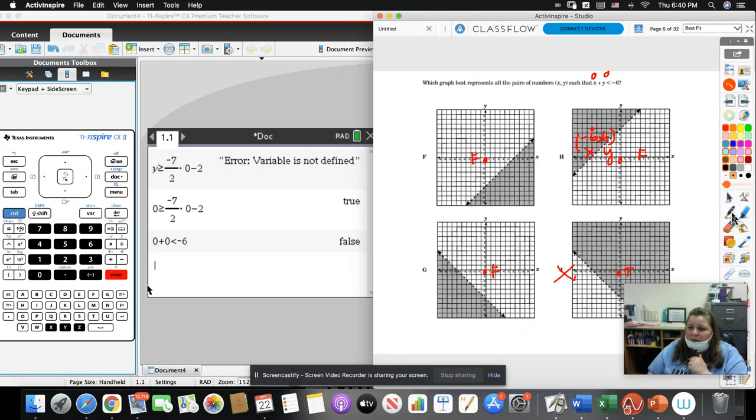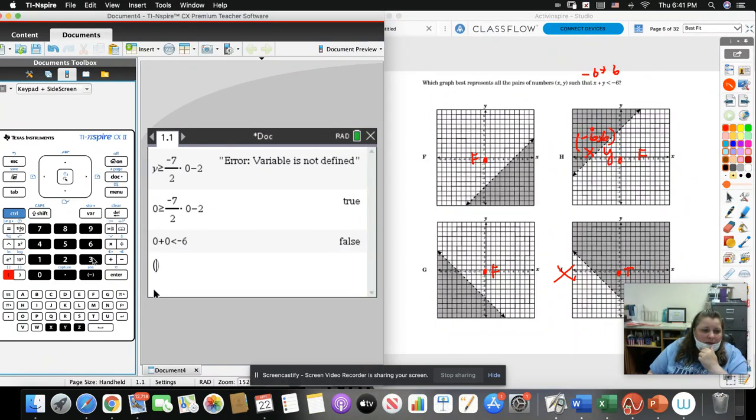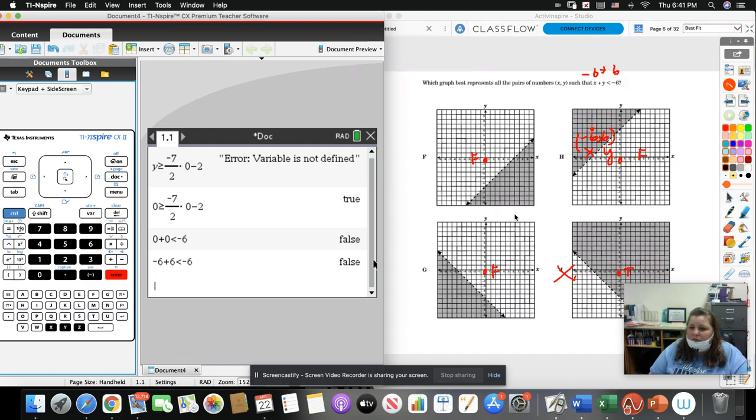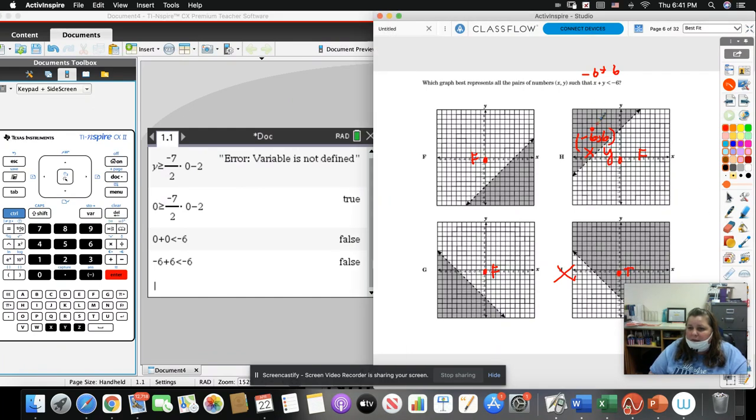So I'm going to substitute those in. My x value is -6. My y value is 6. So I have -6 plus 6, control, equal sign, less than -6. Okay, and this is false. So if this were the right answer, this would be true because it's in the shaded region. So the answer was false, so that's not right.